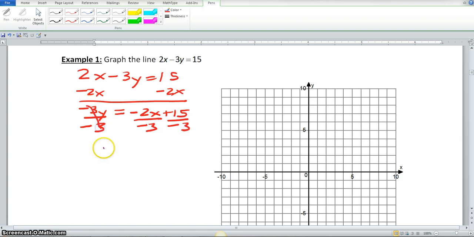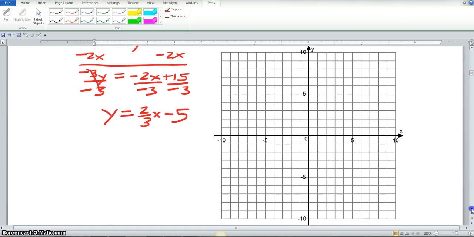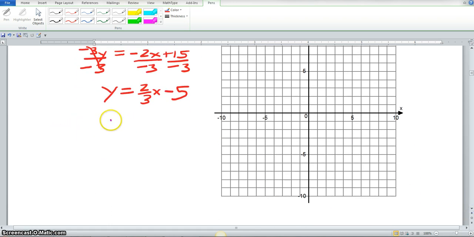These simplify out and leave us y. And we have a negative 2x over a negative 3, which will give us a positive 2/3 x. And then a positive 15 divided by a negative 3 will give us minus 5. So now we have y equals 2/3 x minus 5. Now our next step is we want to create a t-table.